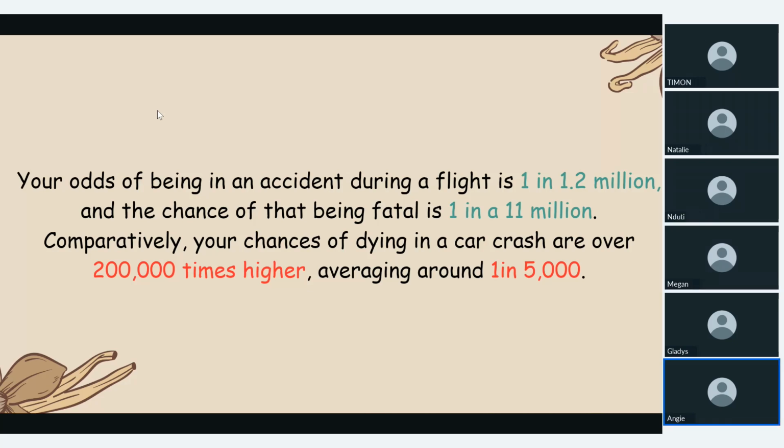You have higher chances of dying in a car crash than in a plane accident. So if I am to present you with an option right now and tell you, would you rather board a plane or a car? What are you boarding? If at all resources are not an issue. Forget the expenses.